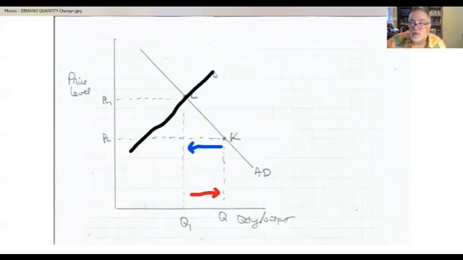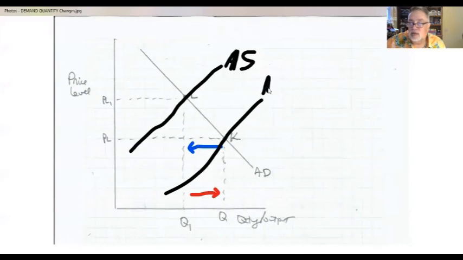aggregate supply curve here. This could be AS, sorry. And this could be AS1. Sorry, it's hard to draw with that. So yes, something could be happening with the AS curve. Now that's the second part of my presentation. Second video here is going to be on the aggregate supply curve and the determinants there, and what happens with that curve and the lines that move.